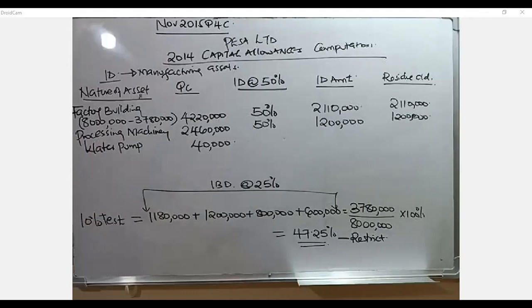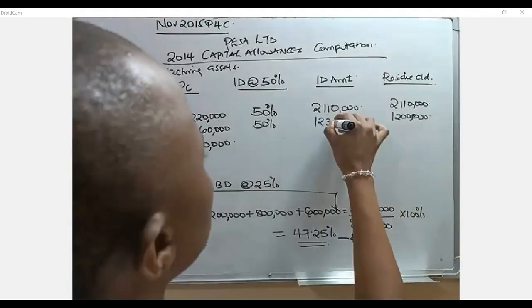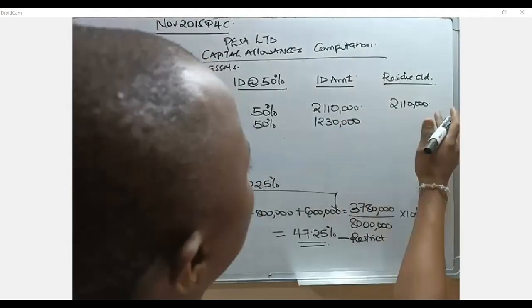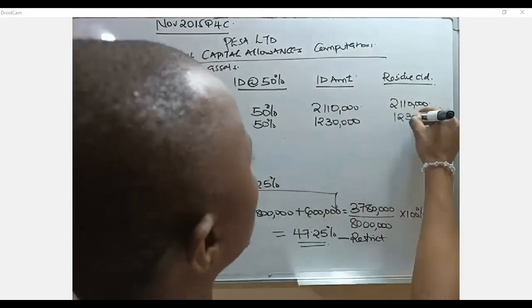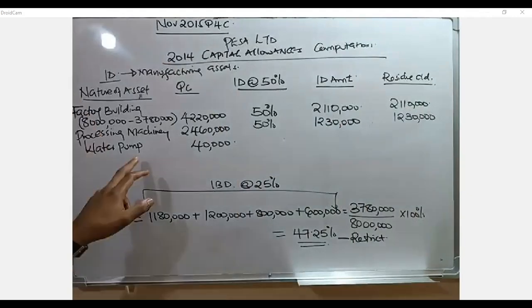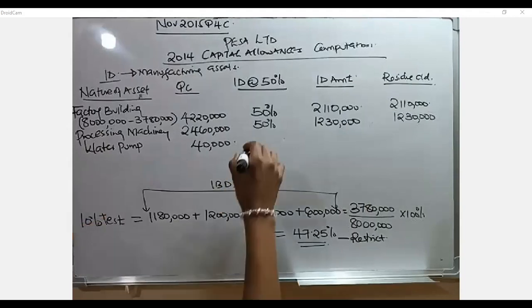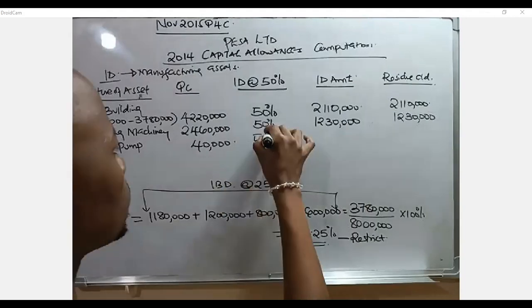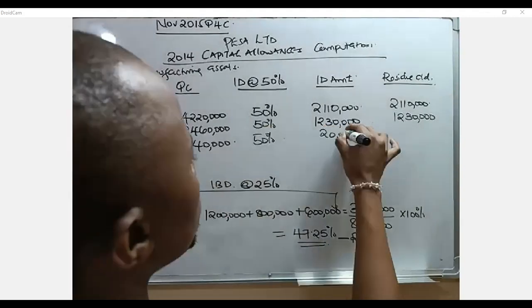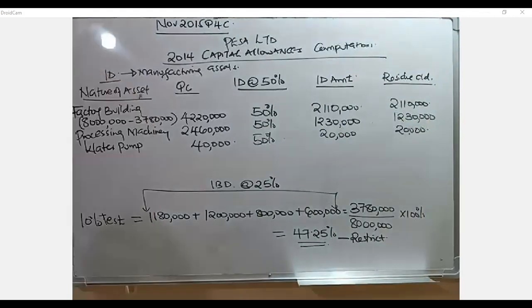So you grant them ID at the rate of 50%. We are getting 1,230,000. So it means here the balance is 1,230,000. Now, when you look at the water pump, let me come again to the water pump. The qualifying cost is 40,000. You grant ID at the rate of 50%. So it means it's 20,000. So the balance goes to the residue for 20,000.